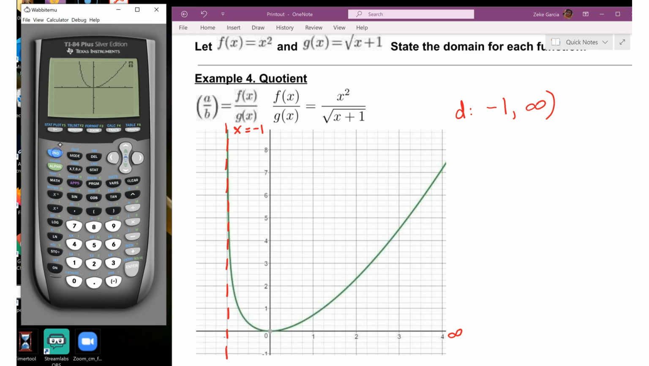So I'm going to go to the table, second graph. And now you notice that at negative 1, there's an error. So we cannot include negative 1. By the way, this is called an asymptote. And it's a vertical asymptote. Okay? So the domain is going to include all numbers between negative 1 and infinity, but not including negative 1. Does anybody know why negative 1 is not included? I'll give you a hint.